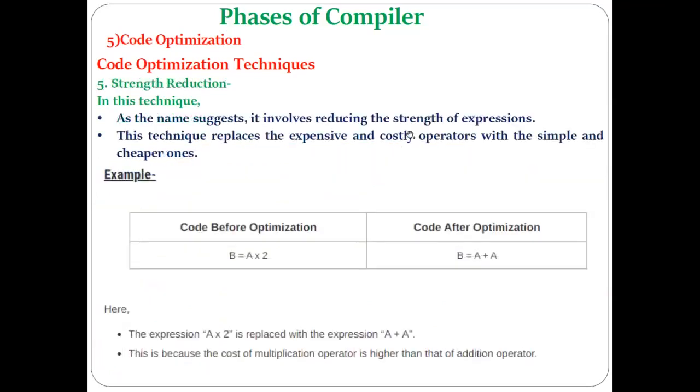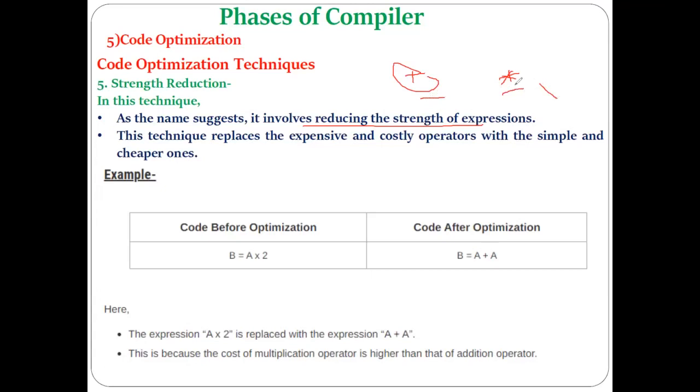And let's see the last one, the strength reduction technique. As the name suggests, it involves reducing the strength of an expression. First you need to understand what we mean by the strength of an expression. Strength of an expression depends on the strength of the operator used in that expression. Means what? The plus operator has less strength as compared with multiplication. And subtraction has less strength as compared with division.